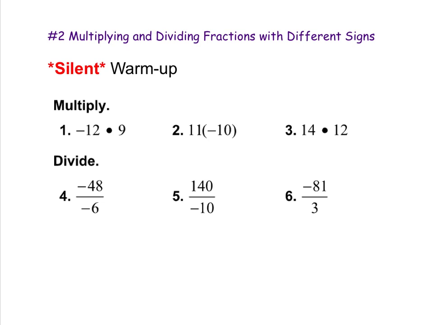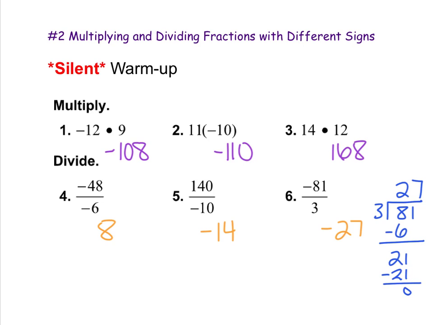So why don't you go ahead, pause the video, and complete the warm-up based on what we did yesterday. So the biggest mistake people have been making on this is they don't watch their negative signs. So 1 is negative 108, 2 is negative 110, 3 is 168, 4 is positive 8, 5 is negative 14, and 6 is negative 27. And notice for number 6 we had to use long division. So make sure you refresh yourself on how to do that.